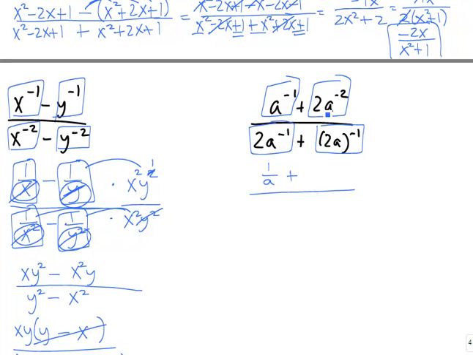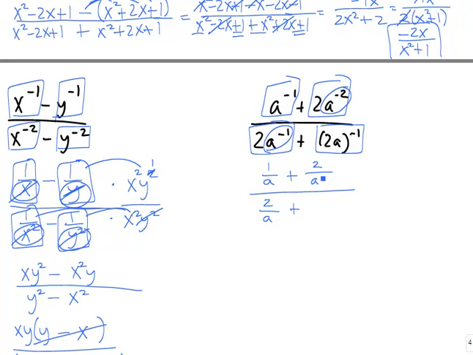Be careful on this next one. We have 2a to the negative 2. Since there are no parentheses around the 2, only the a is a negative exponent, so only the a gets flipped. So the 2 stays on top, and the a squared goes to the denominator. The same holds for our 2a to the minus 1. Only the a is raised to the negative 1, so only the a to the first goes to the bottom. The 2 will stay on top.